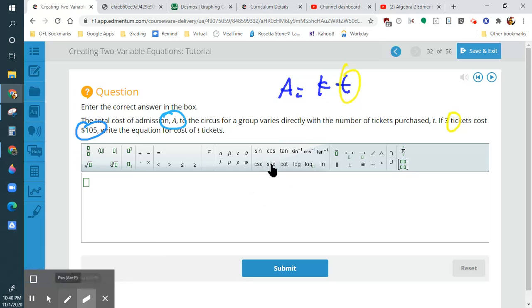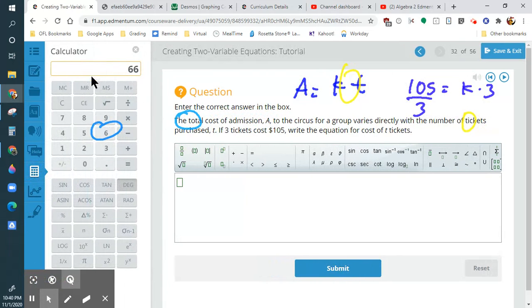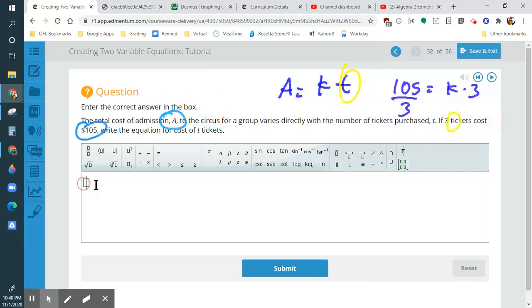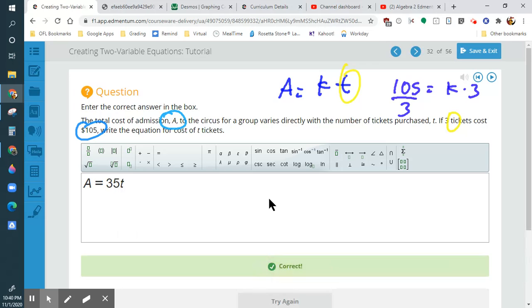So, in order to do this, we would have this set up as 105 equals K times 3. So we're going to do 105 divided by 3. To save time, I'm just going to use their calculator, although I hate what it does with my symbols. 105 divided by 3 is 35. So in other words, we're going to have A equals 35T. Every ticket costs $35.